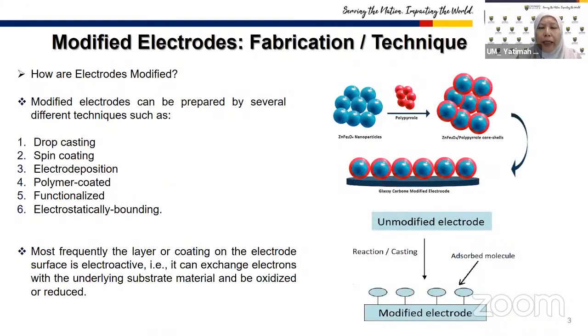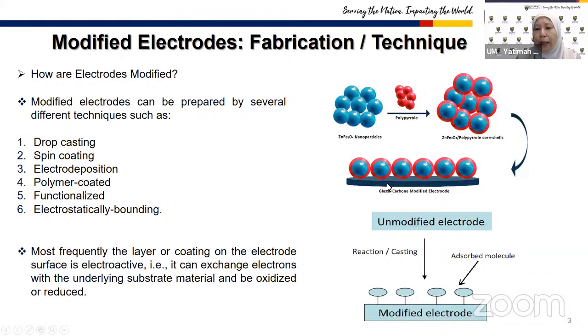How are the electrodes being modified? First we look into fabrication. In this fabrication method or technique, we deposit or coat the conducting material on top of the substrate. If you look at this diagram, this is one example where we have zinc peroxide nanoparticles coated with polypyrrole. We can do this via chemical reactions, coating the zinc peroxide with the polypyrrole, and then we coat the glassy carbon electrode.